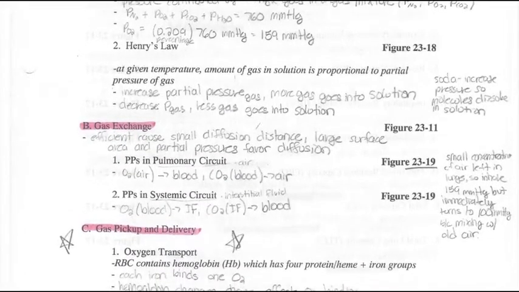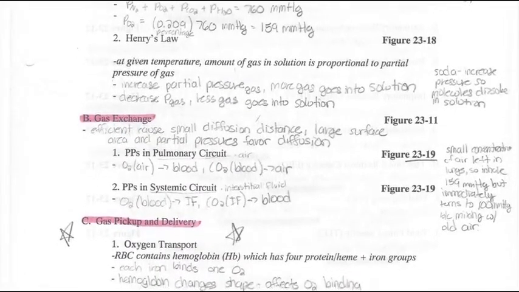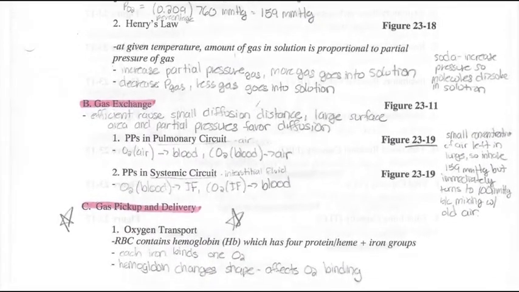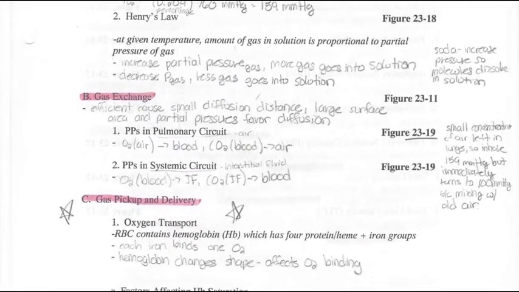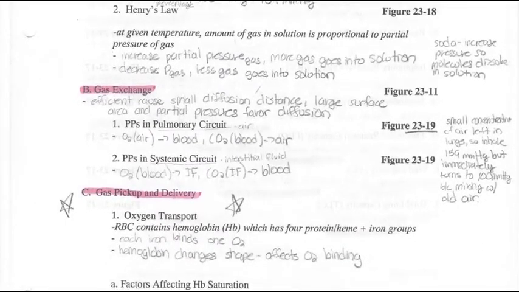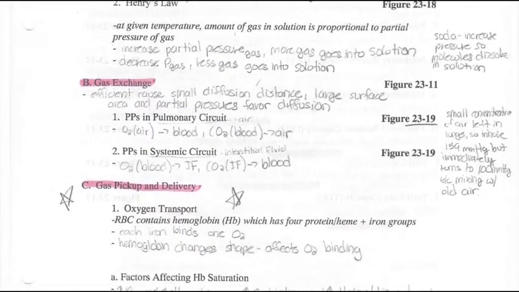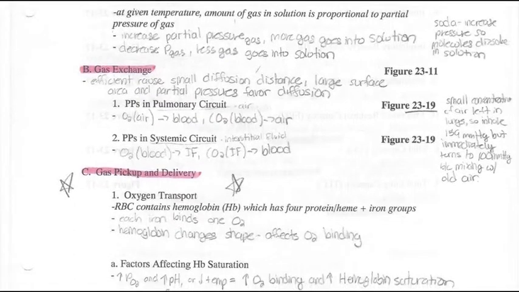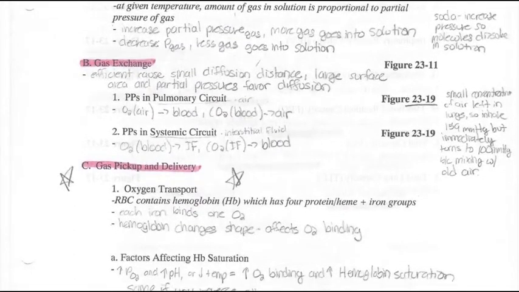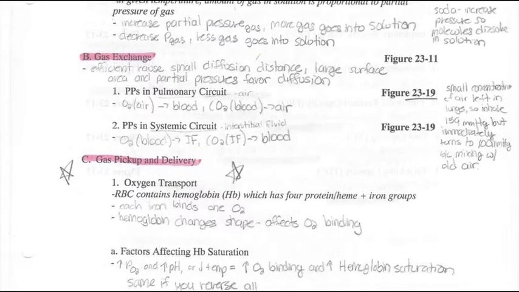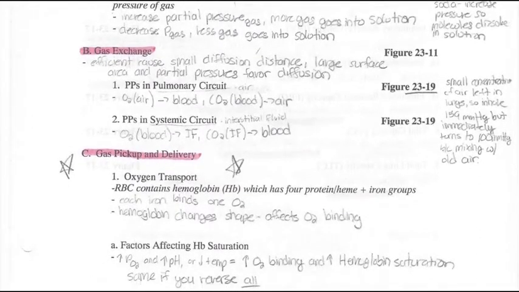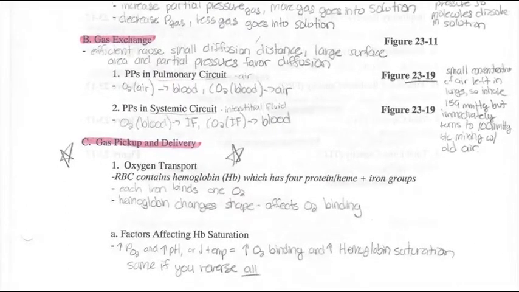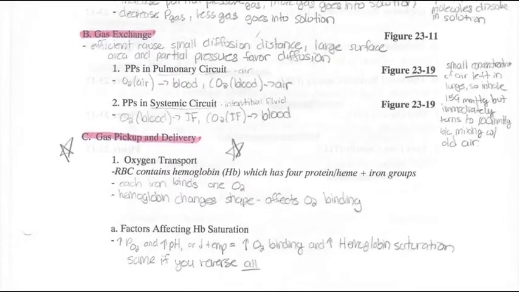B. Gas exchange. Its efficiency is due to small diffusion distance and a large surface area and partial pressures which favor diffusion. 1. Partial pressures in the pulmonary circuit: O2 from air to blood, CO2 from blood to air. 2. PPs in the systemic circuit: O2 from blood to interstitial fluid, carbon dioxide from interstitial fluid to blood. C. Gas pickup and delivery.